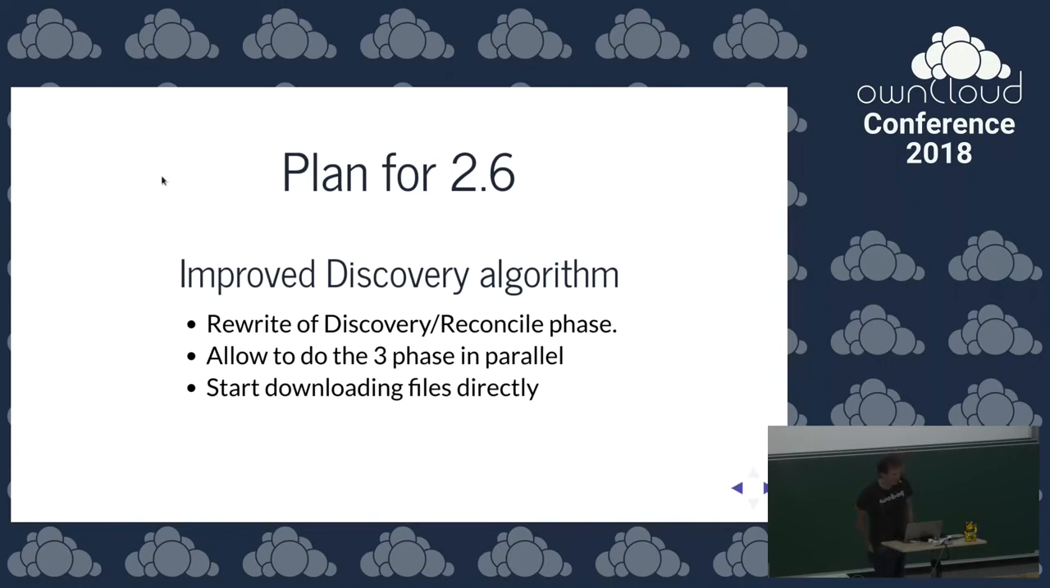Another feature for 2.6, which would probably be in it, is an improved discovery algorithm. As we've seen before, the first step is to discover, and this might take a long time, especially for the first sync. In 2.6, the idea is to do the phases in parallel. So we can already download and upload files as we are discovering. This means that, especially for the first sync, we don't need to wait a very long time until we read the whole files from the server.